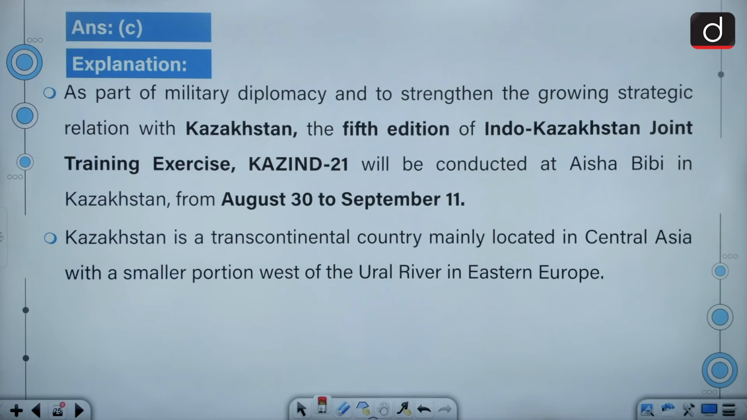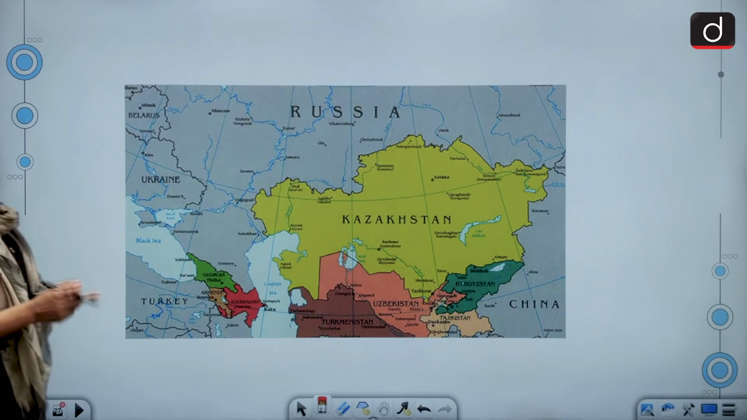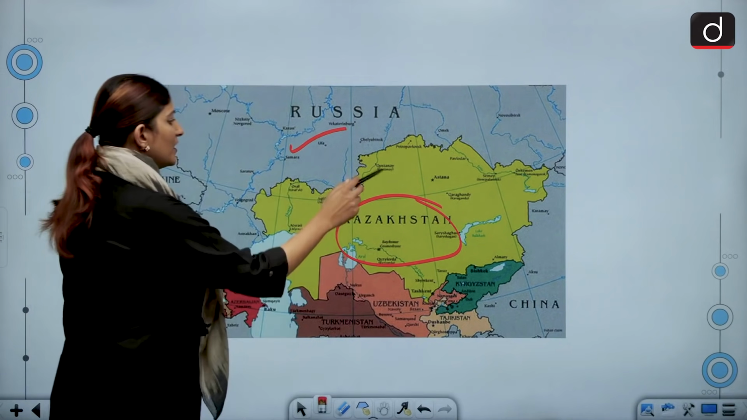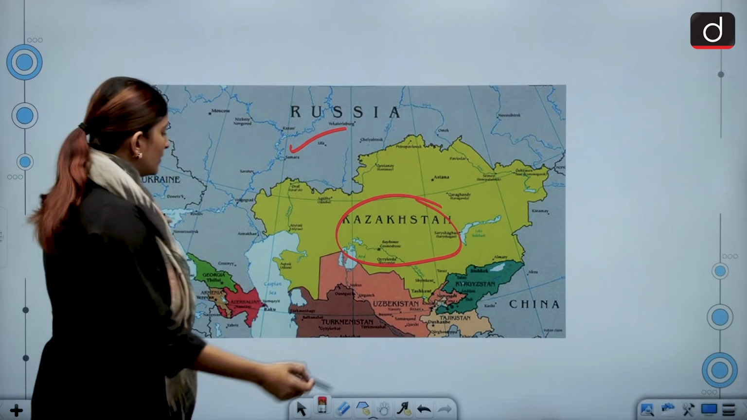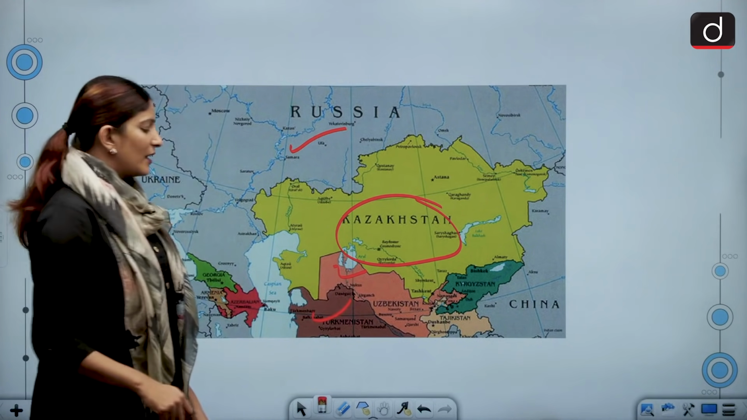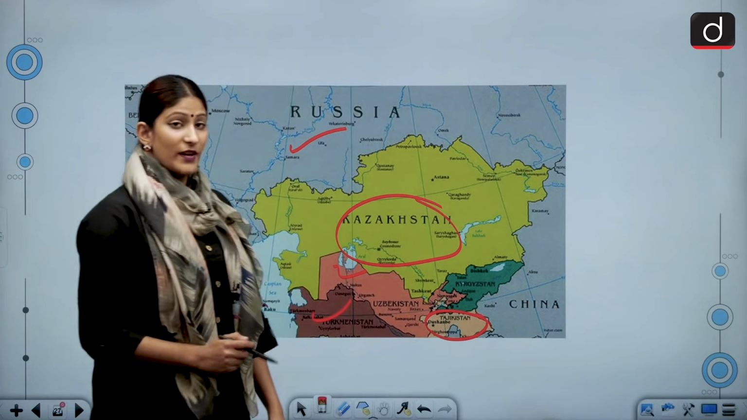Kazakhstan is a transcontinental country mainly located in Central Asia with a smaller portion west of the Ural River in Eastern Europe. And you can see from this map, Kazakhstan shares a border with Russia, and China is also there, along with Uzbekistan, Turkmenistan, Kyrgyzstan, and we have Tajikistan over here. Okay, so be very careful.